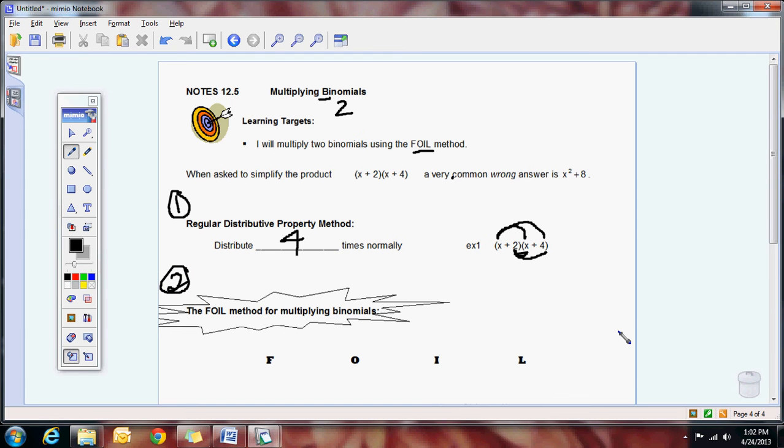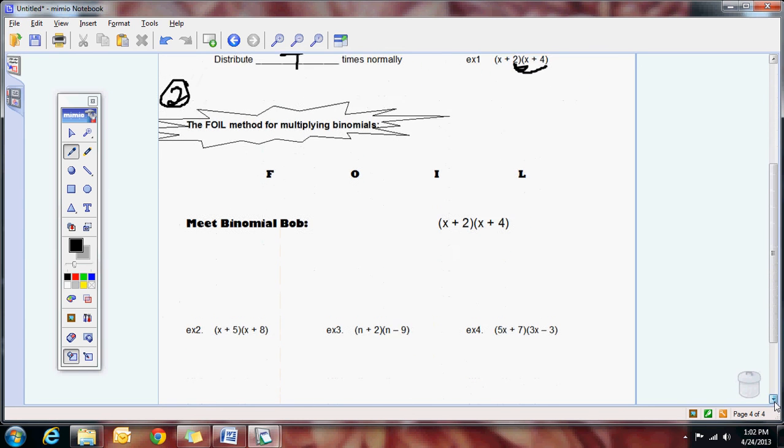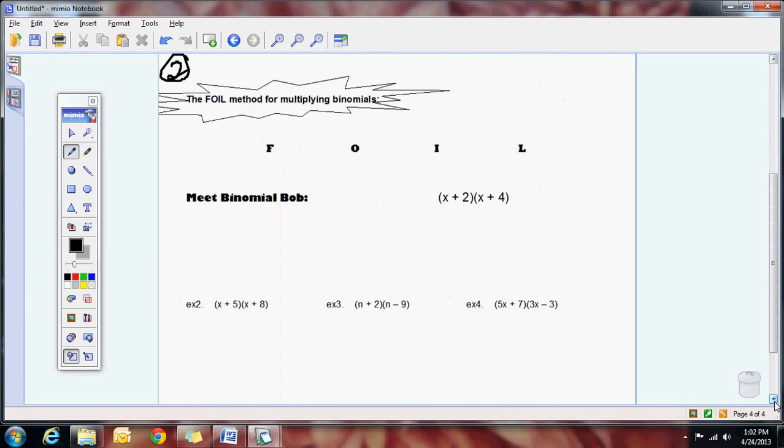I love this method because it's kind of a trick to help you remember what to do when you have these. It's a mnemonic, if you will. So we have first, outer, inner, last for FOIL. Now the F stands for first. Sorry, I write like a second grader with this thing, but you know that by now.